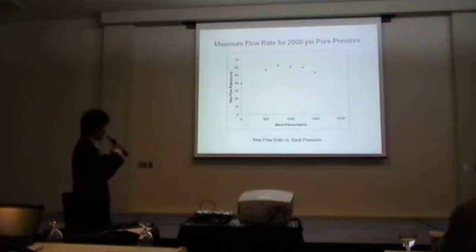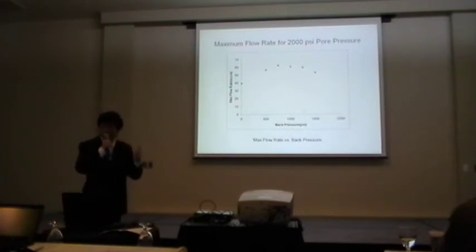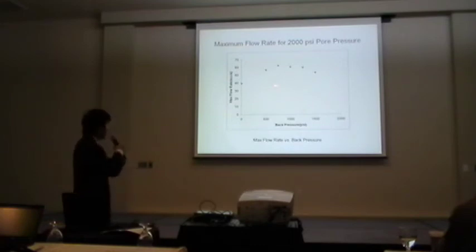Second, we have this compaction, which is the shrinkage of the formation. So these two forces reach an optimum point, which is around 750 psi. It provides us the optimum production.